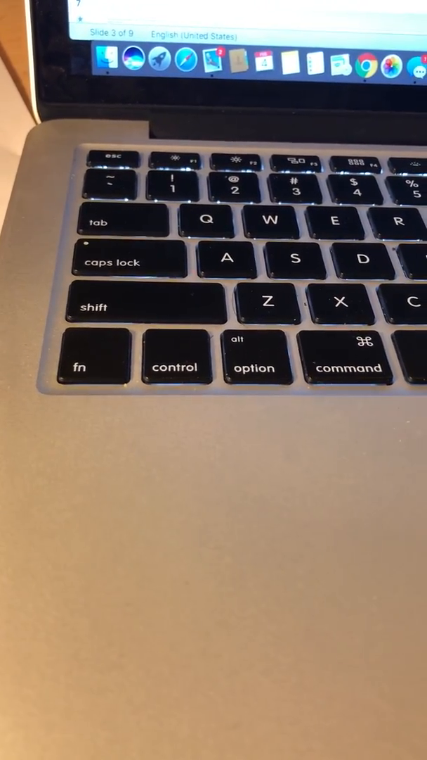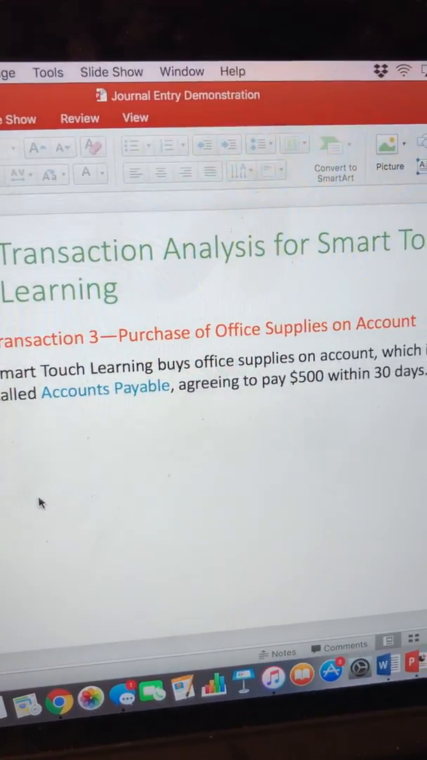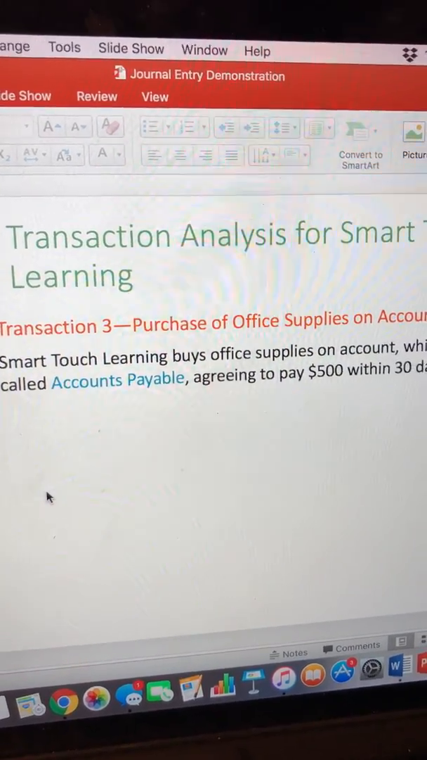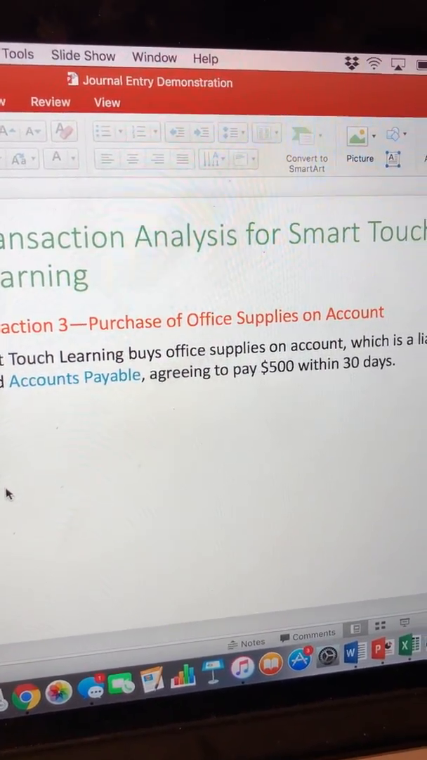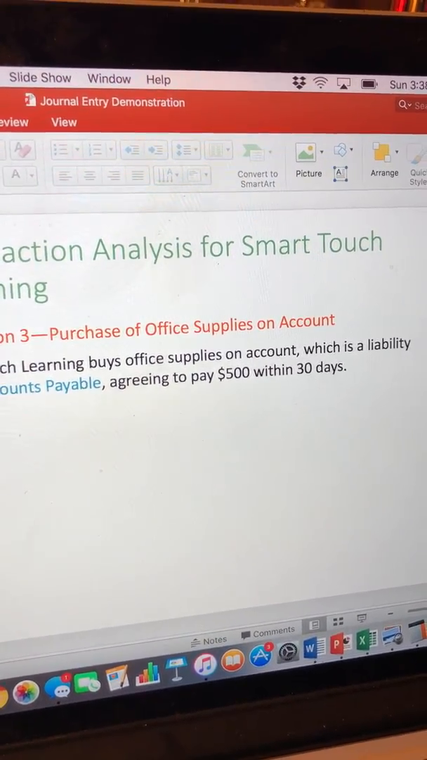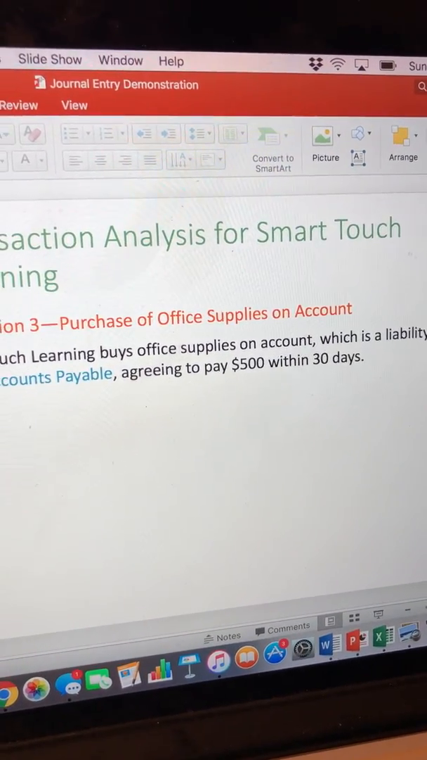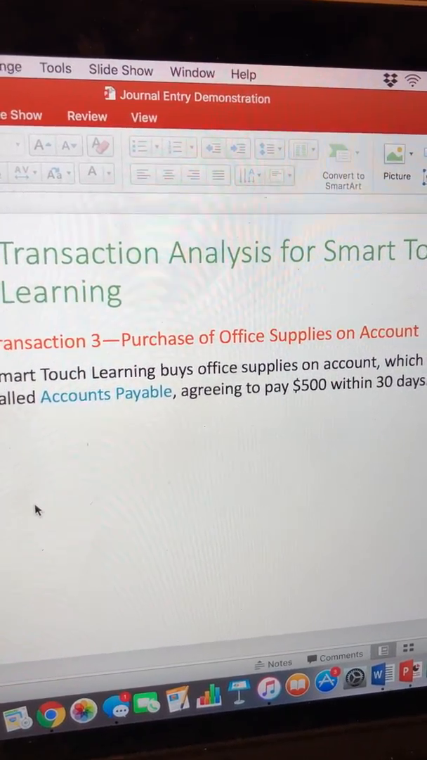Let's do transaction number 3. In this one, Smart Touch Learning buys office supplies. So hopefully you're getting the gist. You go back, you look. This time they didn't pay cash, they bought it on account. So on account means for credit. So that creates a debt that we owe. So we'll call that debt accounts payable. The amount's $500. Well, office supplies is an asset going up.